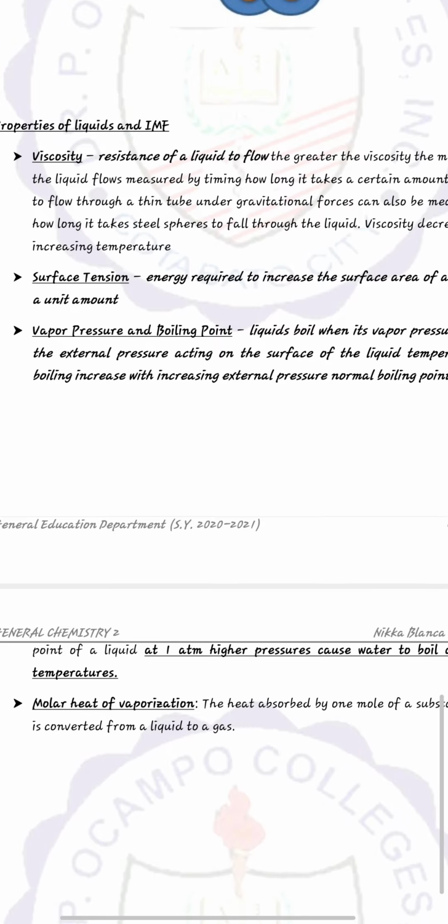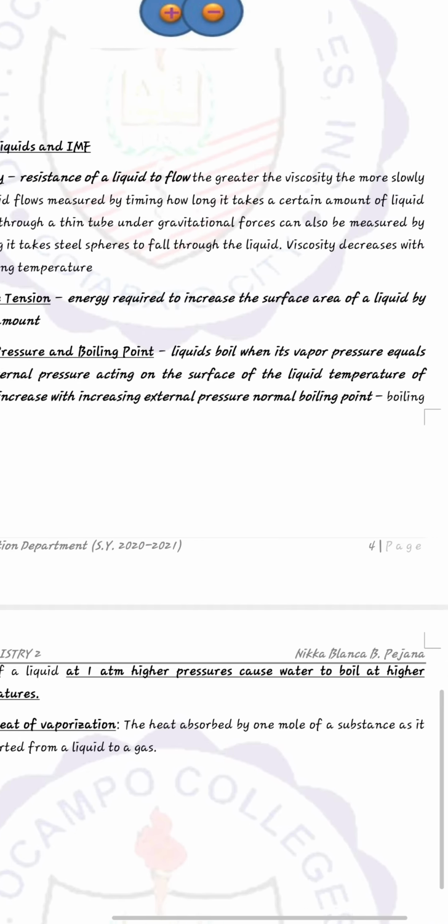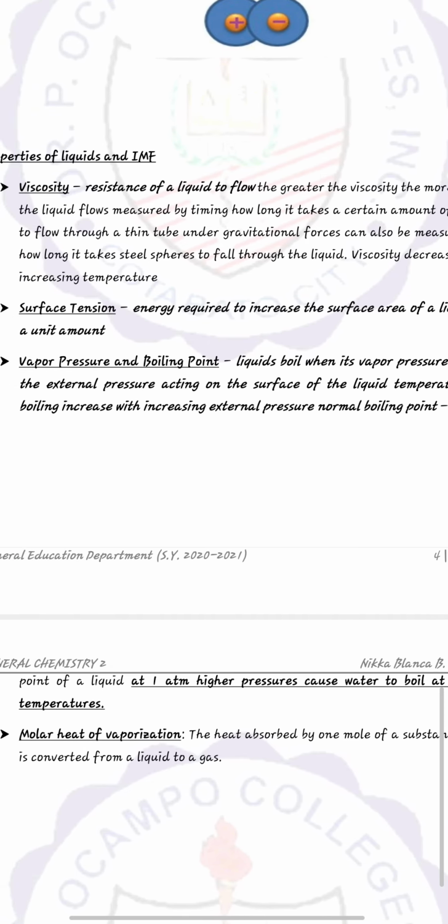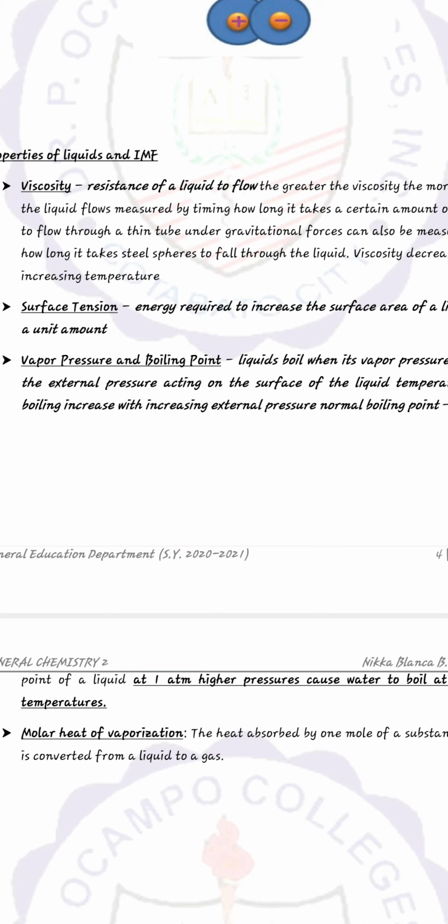Okay? Next to that is surface tension. Okay, surface tension is the energy required to increase the surface area of a liquid by a unit amount. So, let's explain it further when we say surface tension. Meaning to say, the property of the surface of a liquid allows it to resist an external force due to the cohesive nature of the water molecules. So that is surface tension.